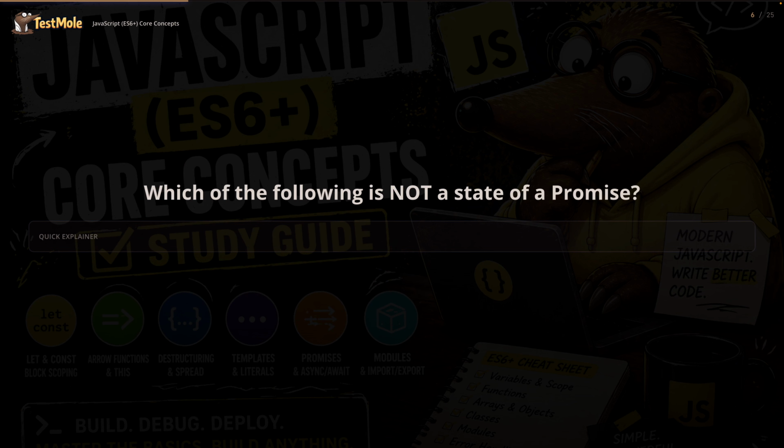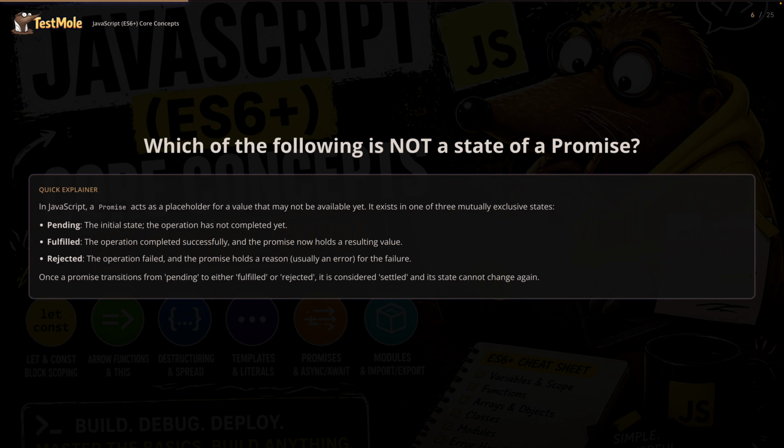Which of the following is not a state of a promise? In JavaScript, a promise acts as a placeholder for a value that may not be available yet. It exists in one of three mutually exclusive states. Pending, the initial state, the operation has not completed yet. Fulfilled, the operation completed successfully, and the promise now holds a resulting value. Rejected, the operation failed, and the promise holds a reason, usually an error, for the failure.